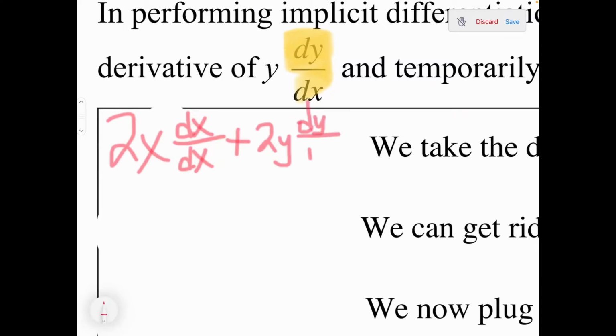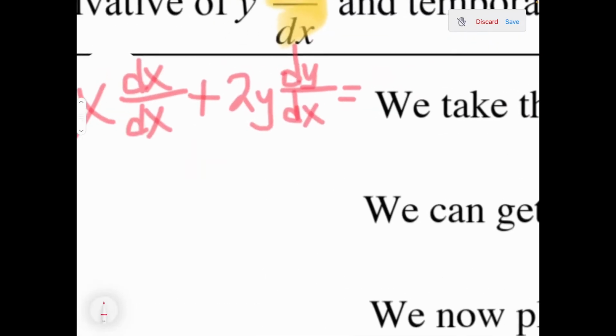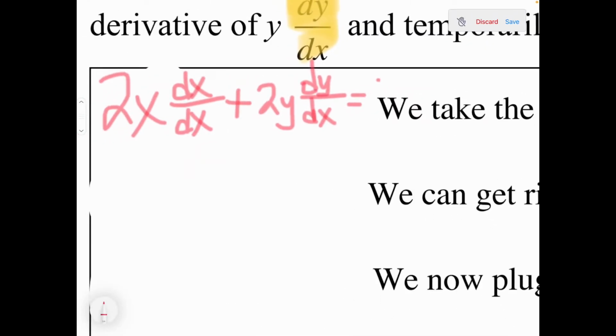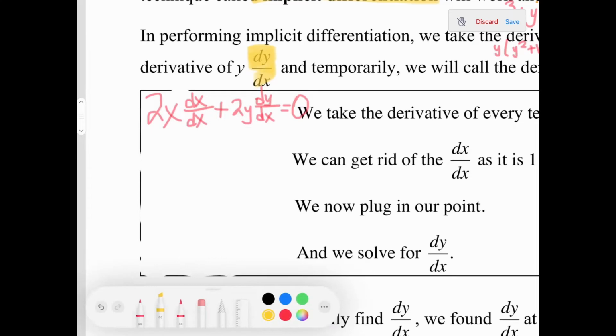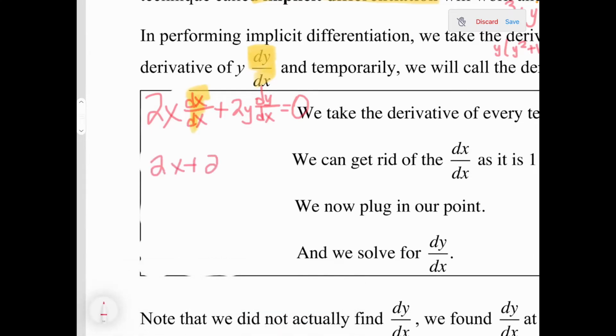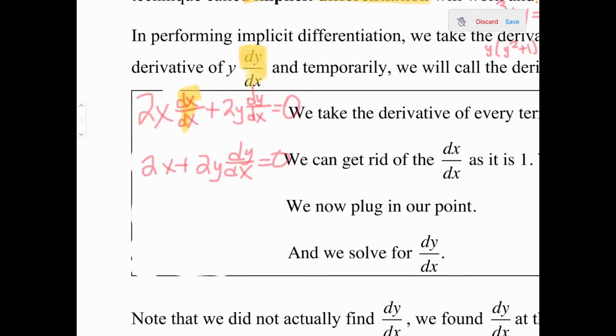With respect to x, dy/dx equals the derivative of 25. The derivative of 25 is 0. We can get rid of the dx/dx, it's just 1. So from now on, we may or may not write the dx. I might write it sometimes, but dx over dx is just 1. So really, we get 2x plus 2y dy/dx is equal to 0.